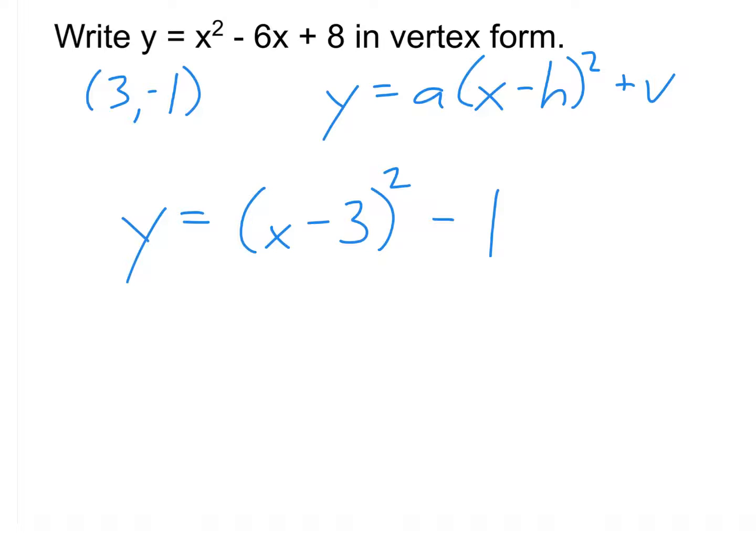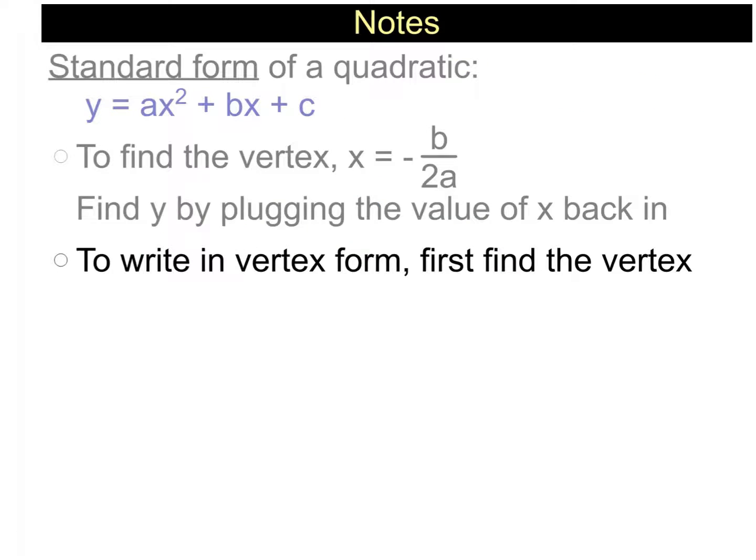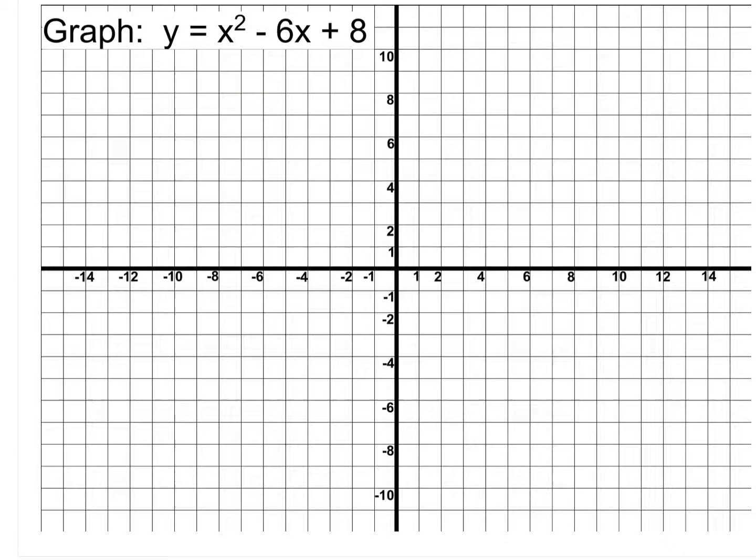Having written in vertex form, now do you see how we can graph it? Because you can graph it from vertex form. We just had to change the form in order to be able to do it. Before we go ahead and do that graphing, go ahead and add this to your notes. One more line for standard form. To write it in vertex form, we first find the vertex. Now let's go ahead and do the graphing.